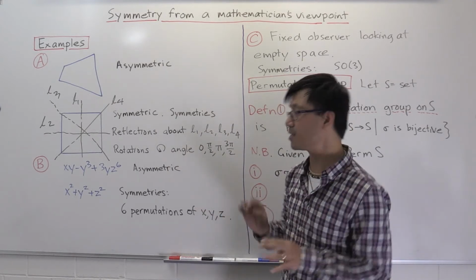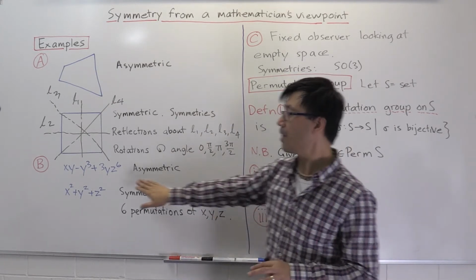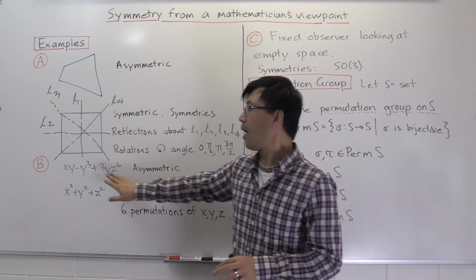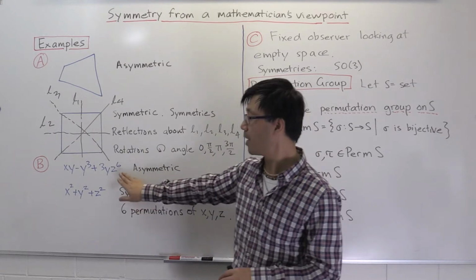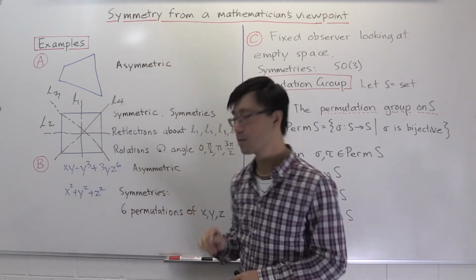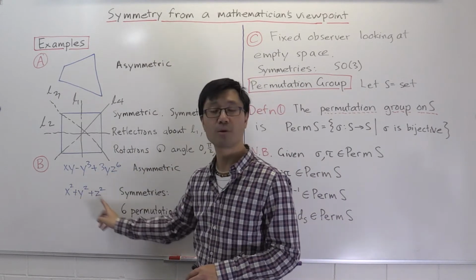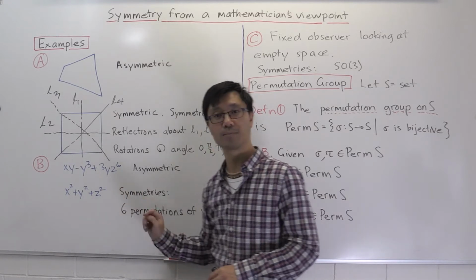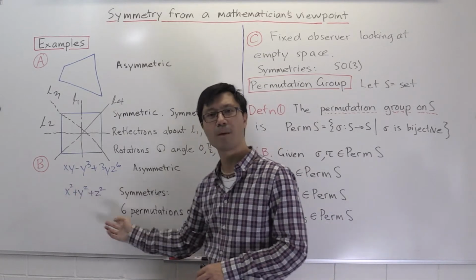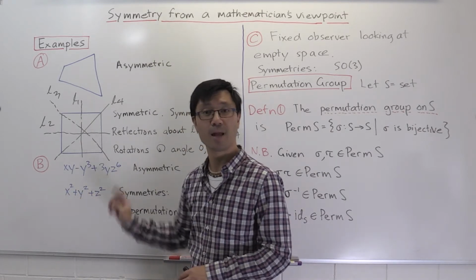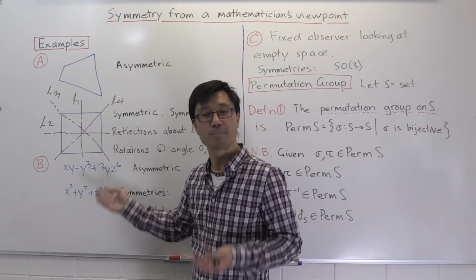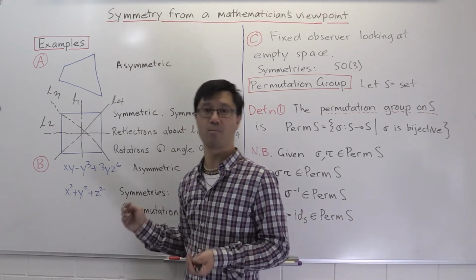Let's move on to a completely different example. Here we have 2 polynomials in the variables x, y, and z. This one here is asymmetric, and this one here, x squared plus y squared plus z squared, looks very symmetric. Okay, in what sense is this symmetric? Well, it's symmetric in that the roles that the x, y, and z play, they all look similar. They play the same role. They're symmetric in the variables.